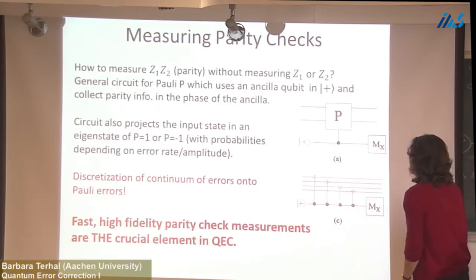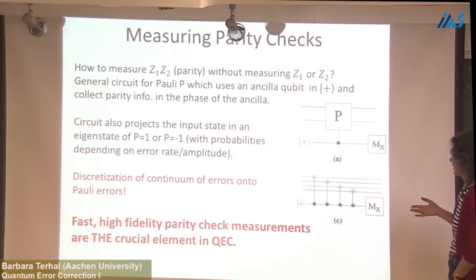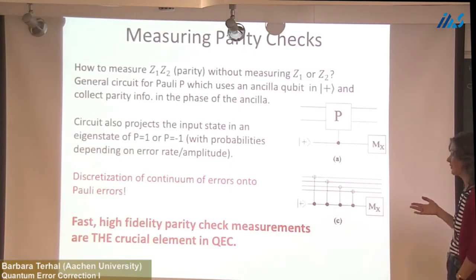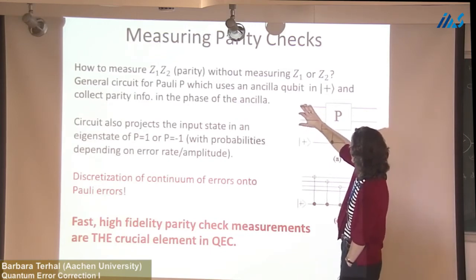So now I think the real issue about realization of quantum error correction is whether we can do, and how we can do, fast, high fidelity parity check measurements in the experiments. And not pick up any information that is not parity.